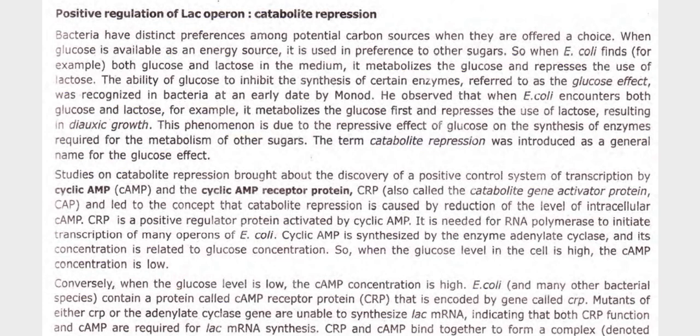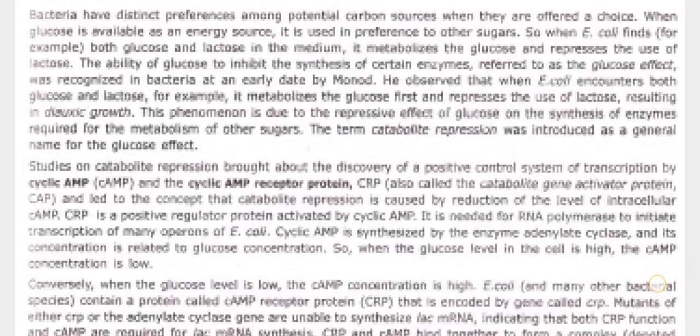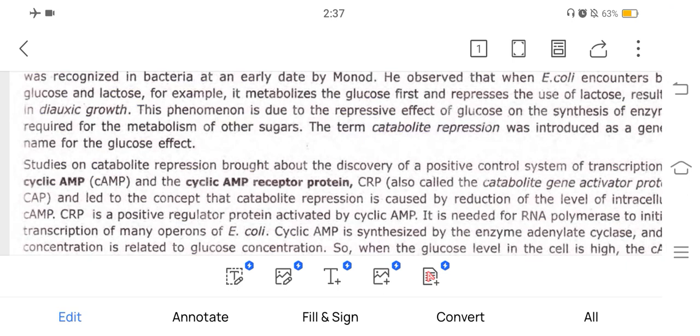He observed that when E. coli encounters both glucose and lactose, for example, it metabolizes the glucose first and represses the use of lactose, resulting in diauxic growth, D-I-A-U-X-I-C. This phenomenon is due to the repressive effect of glucose on the synthesis of enzymes required for the metabolism of other sugars. The term catabolite repression was introduced as a general name of the glucose effect.